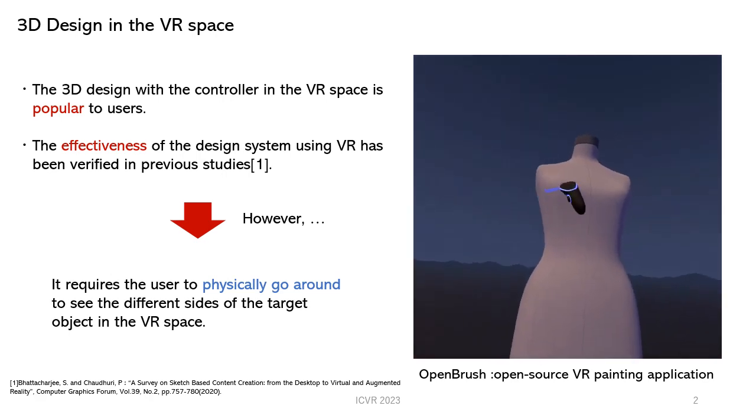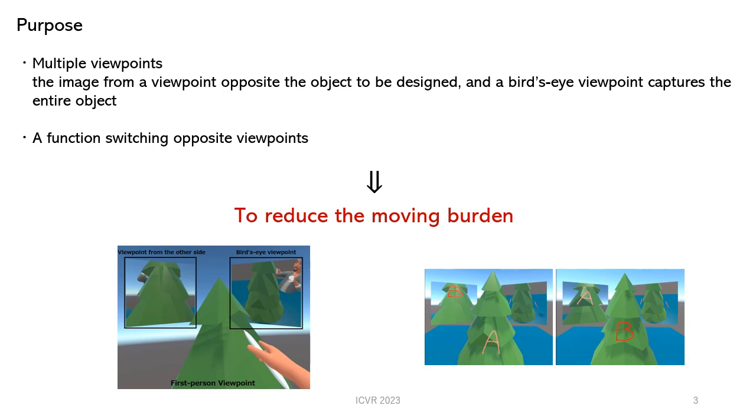design. To release the burden on user efforts of 3D brush painting design in VR space, this study proposes MultiBrush, a design system that uses multiple viewpoints in VR space. In this study, MultiBrush superimposes the image from a viewpoint opposite the object to be designed, and the bird's eye viewpoint captures the entire object.